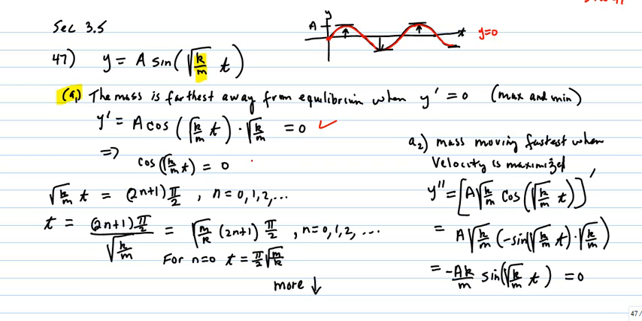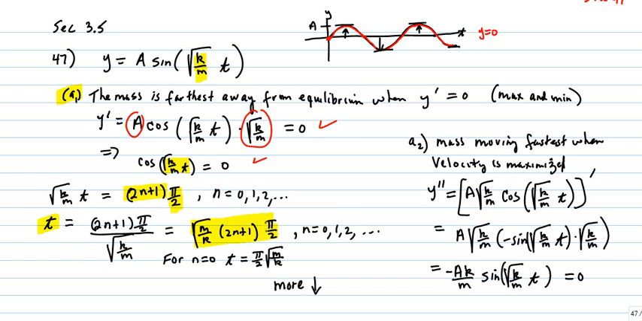And that works out like this, because the A is a constant, and so is the square root. That's a constant. That divides over, equals 0. So we're looking at what angles make the cosine 0, and those are (2n plus 1) pi over 2, odd multiples of pi over 2. Divide over to solve for t, and you get this expression.